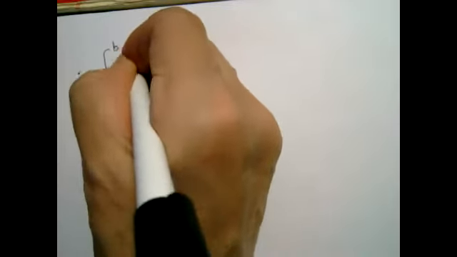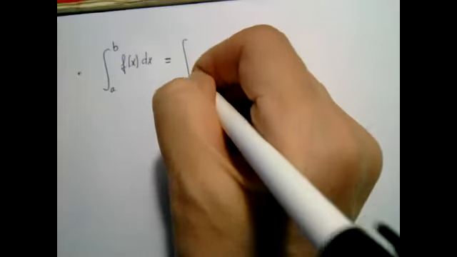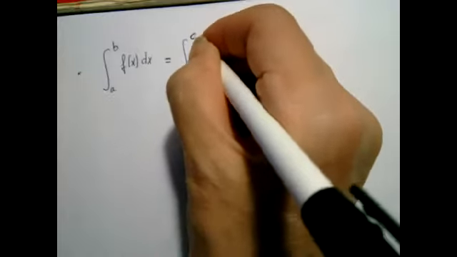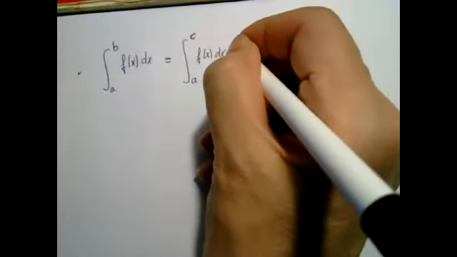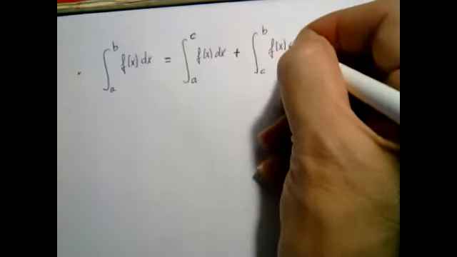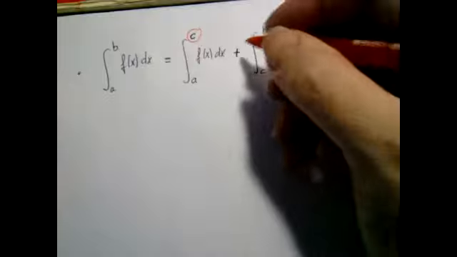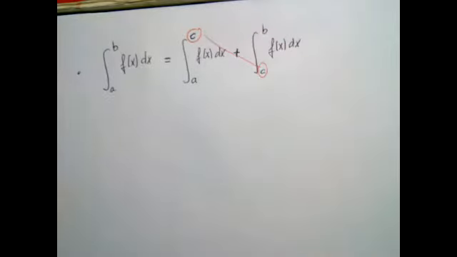It tells me that I can split the integral. The integral from a to b of f of x dx can be split into the integral from a to c of f of x dx plus the integral from c to b of f of x dx. So we can split this integral. What you have to be careful about is that the upper limit here should coincide with this lower limit. That's really what matters. We cannot just split it anywhere we want. So these are the basic properties of the definite integral.